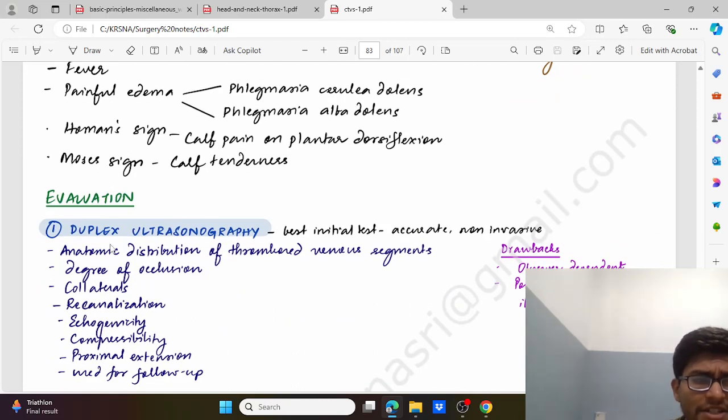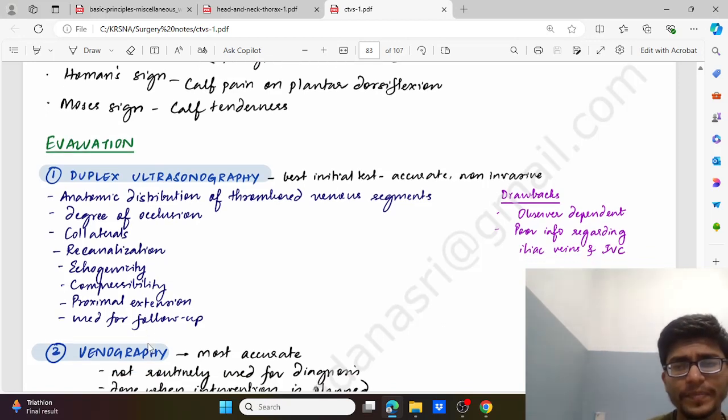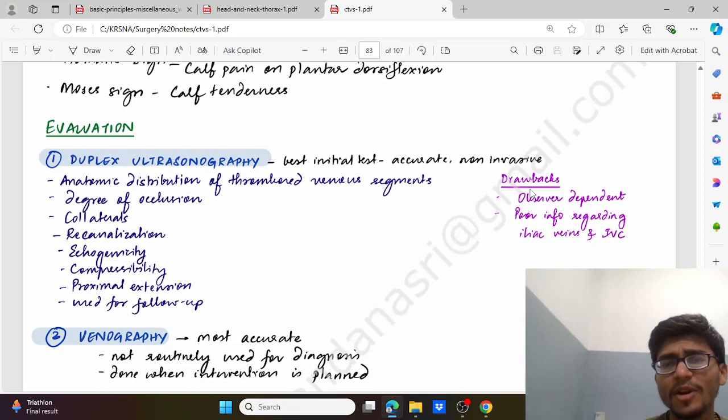Now we see the evaluation. First, commonly used is a duplex ultrasound, which is the best initial test, which is accurate and non-invasive, and will give us the details of the anatomic distribution of the thrombosed veins, degree of occlusion, collaterals, recanalization, echogenicity, compressibility, proximal extension, and can also easily be used for follow-up. Disadvantages are that this technique is observer dependent, with poor information regarding the iliac veins and IVC.